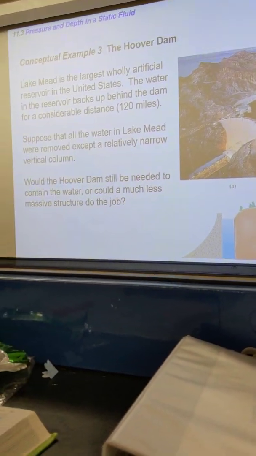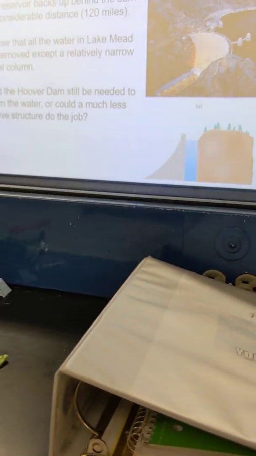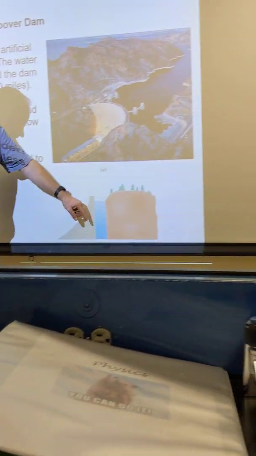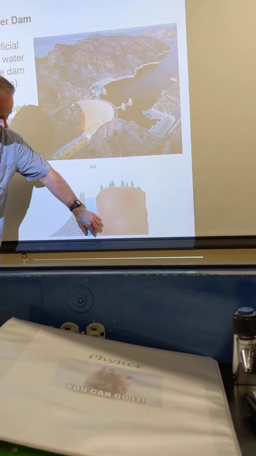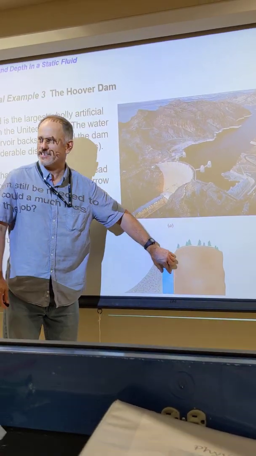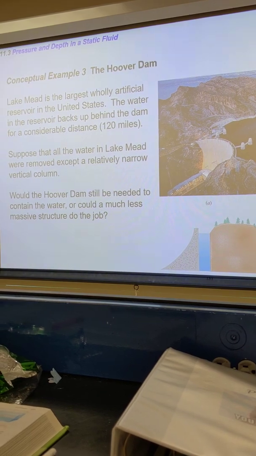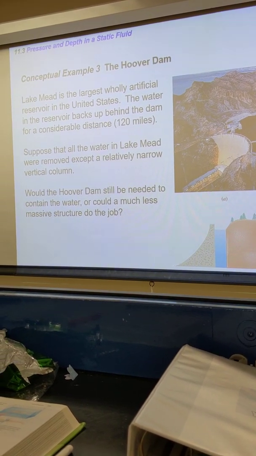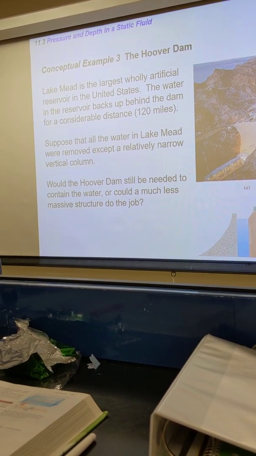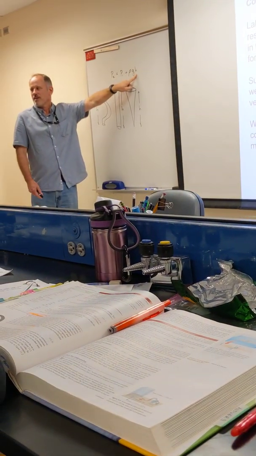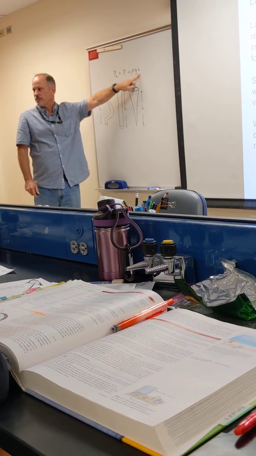Like you just said, only the vertical height matters, not the shape. I could drain Lake Mead and make it look like this with a little tiny bit of tiny lake, mini Lake Mead right next to the dam. I still need the same thickness of the dam because the pressure on the bottom of the dam is only a function of how deep the water is, not the shape of the water at the top. It's irrelevant.